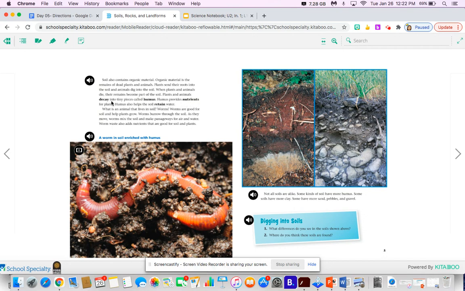Humus provides nutrients for plants. Humus also helps the soil retain water. So retain means it helps sustain, or helps the water remain. Okay, so let's read on.